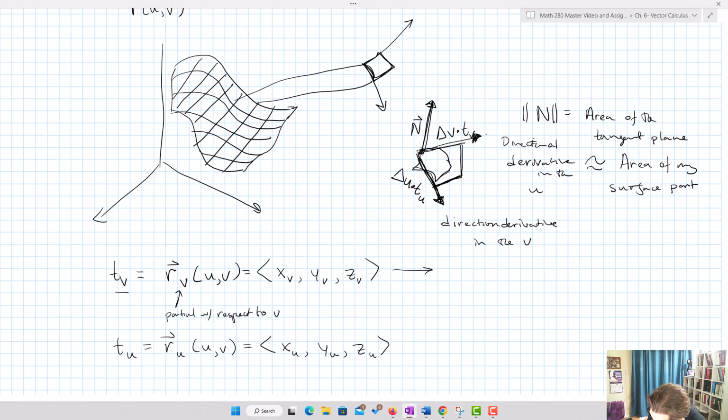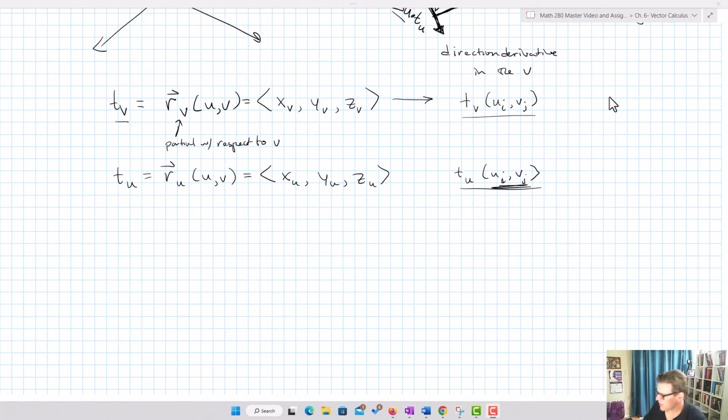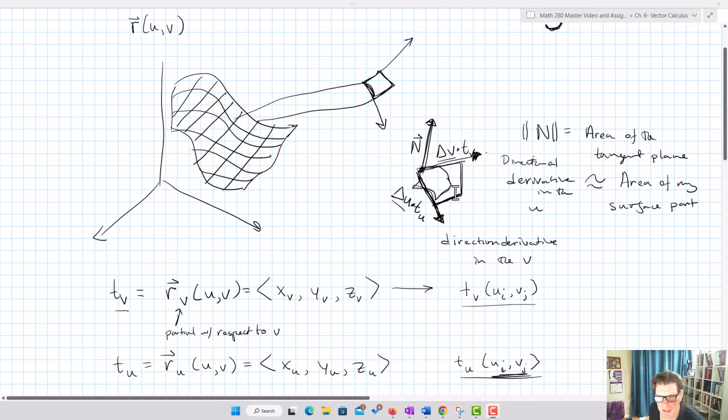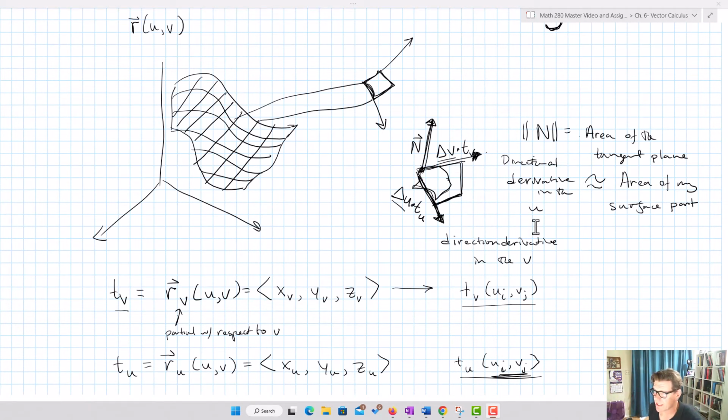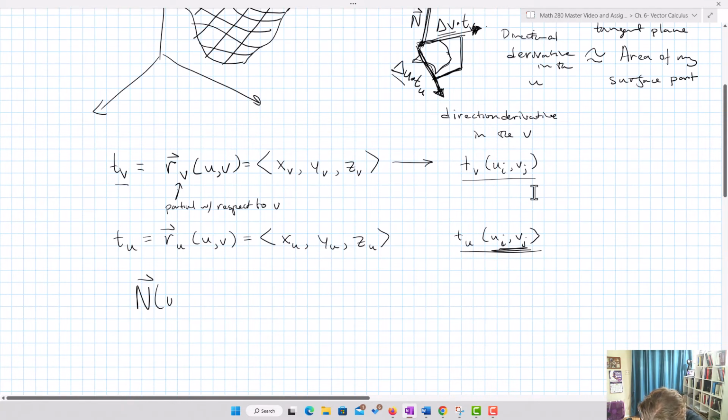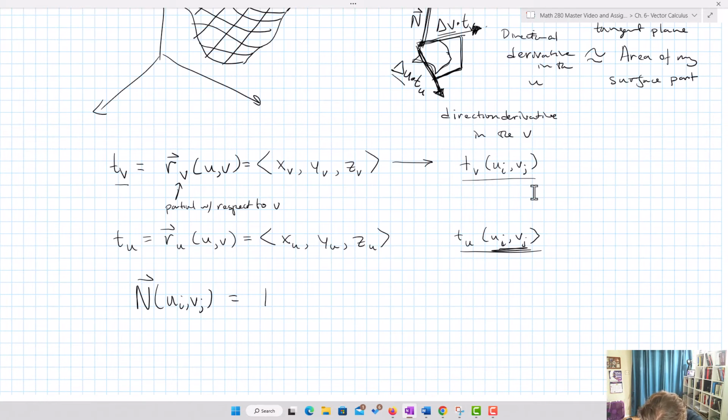So what we'll do is evaluate. We're going to take TV at some point, we'll call it UI VJ, and then we'll have TU at UI VJ as well. That'll give us our tangent vectors. So now I'm going to say the normal vector here is going to define the tangent plane to the surface at that point. Now that tangent plane is infinite, so we're going to deal with that in just a second, but we do just want to find that normal vector. So that normal N in the region around UI VJ is going to equal the cross product TU cross TV. We've got the two tangent vectors, we take the cross product, and we get the normal vector. So this defines the tangent plane.